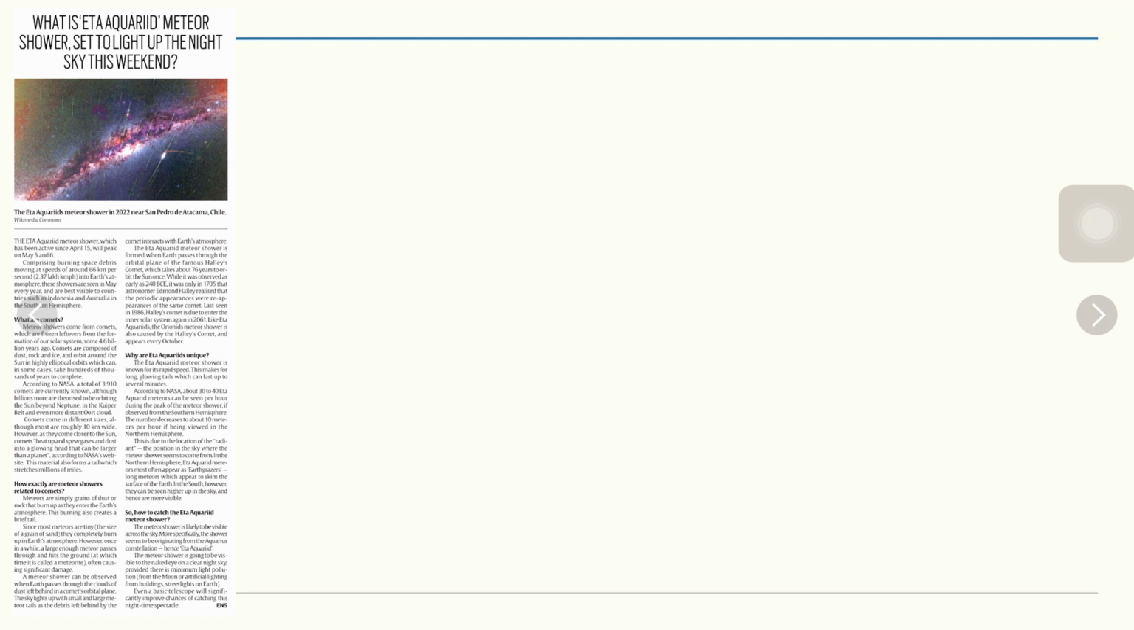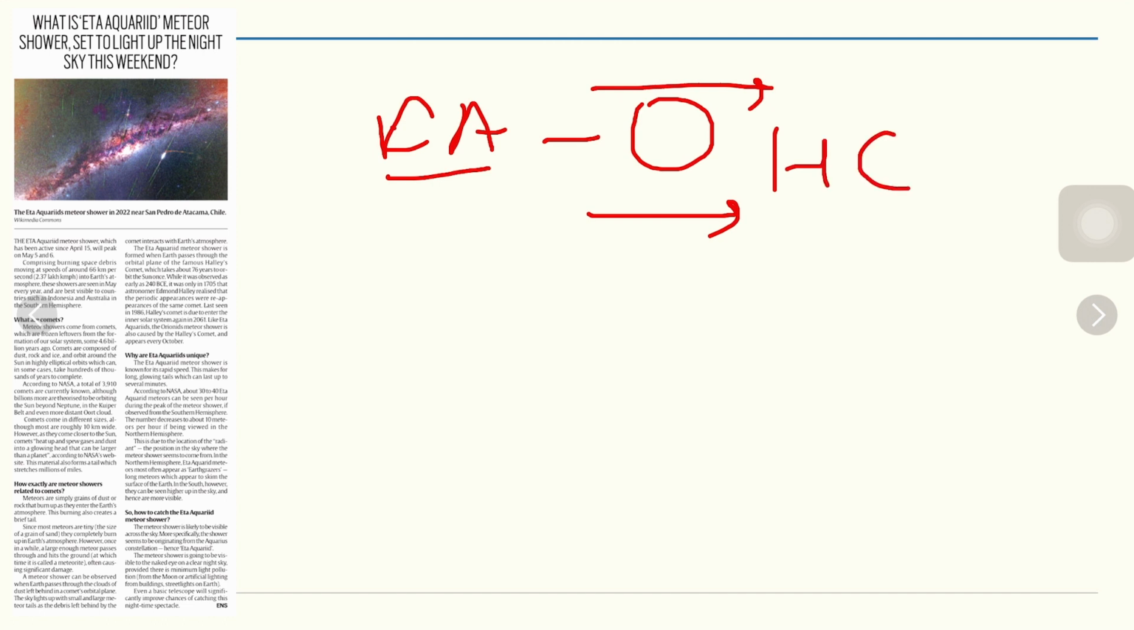A meteor shower can be observed when Earth passes through the clouds of dust left behind in a comet's orbital plane. The sky lights up with small and large meteor tails as the debris left behind by the comet interacts with the Earth's atmosphere. The Eta Aquariid meteor shower is formed when Earth passes through the orbital plane of the famous Halley's comet, which takes around 76 years to orbit the Sun.